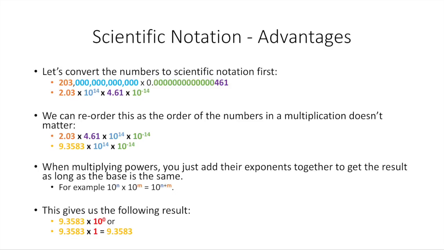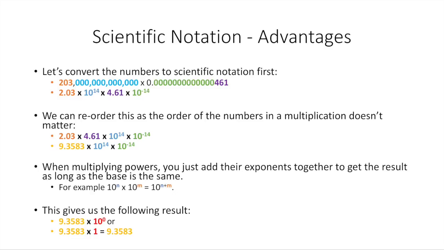Well, in multiplication, the order doesn't matter. If you multiply several numbers, the order in which you multiply them doesn't matter, and it always ends up in the same result. So we can reorder this, and we can say we're going to put all the significant digits on the left and all the powers on the right. So we get 9.3583. That's 2.03 multiplied by 4.61. That's that, multiplied by 10 power 14 times 10 power negative 14.